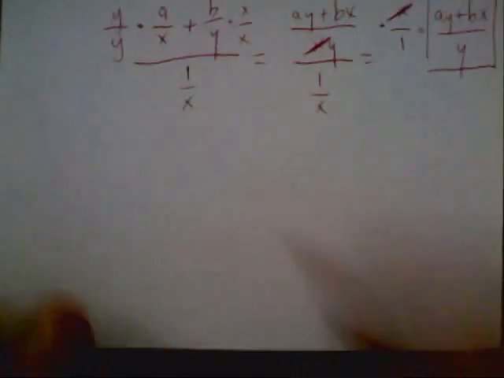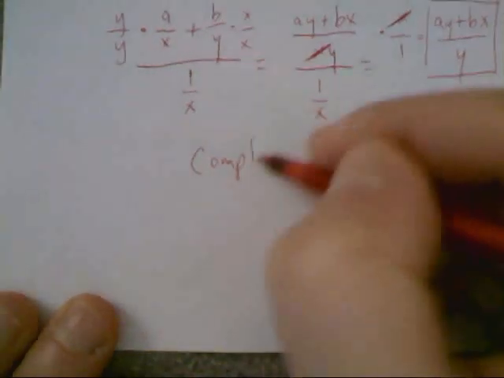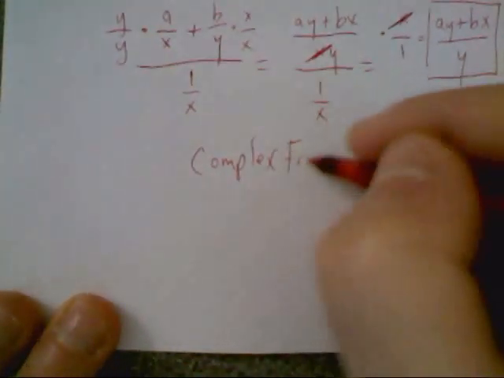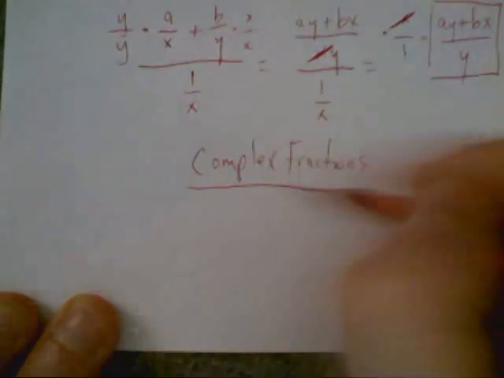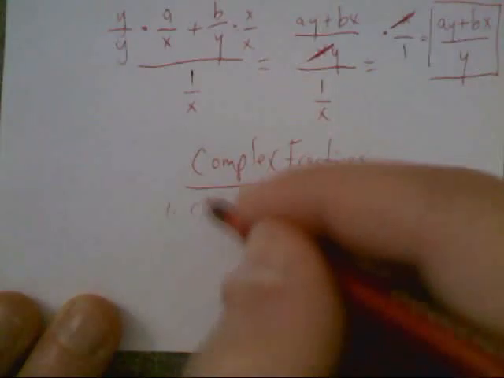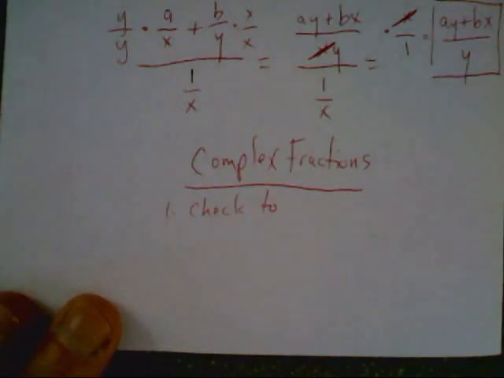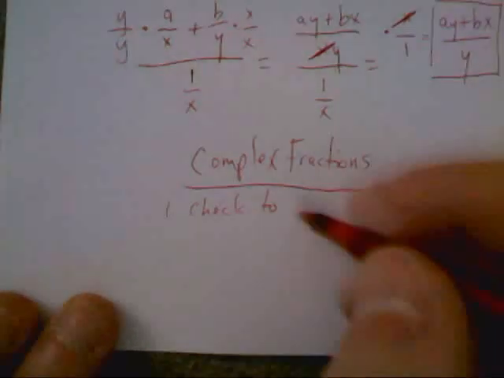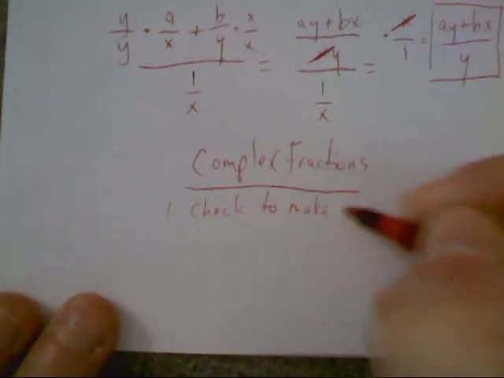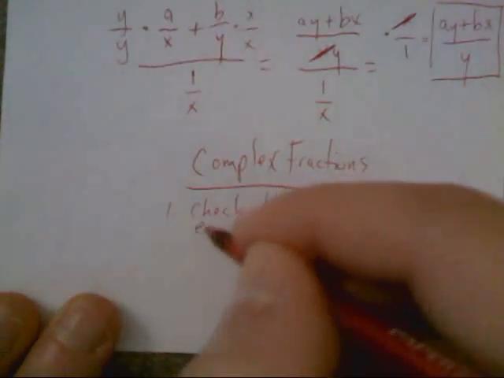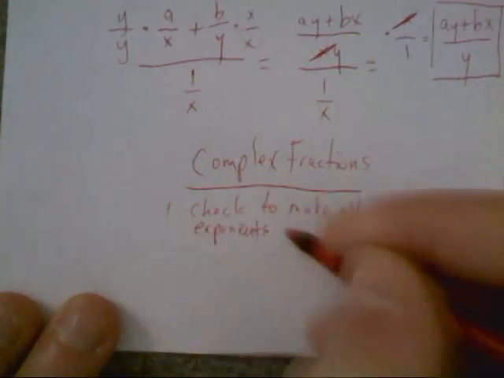So, with complex fractions, 3 steps really. First, check to, and this comes from the last problem we did, what do we have to check to do first? What was the first step we did in the third example there? Before that. Oh, we only did it in the third example. You gotta check to make all exponents positive.